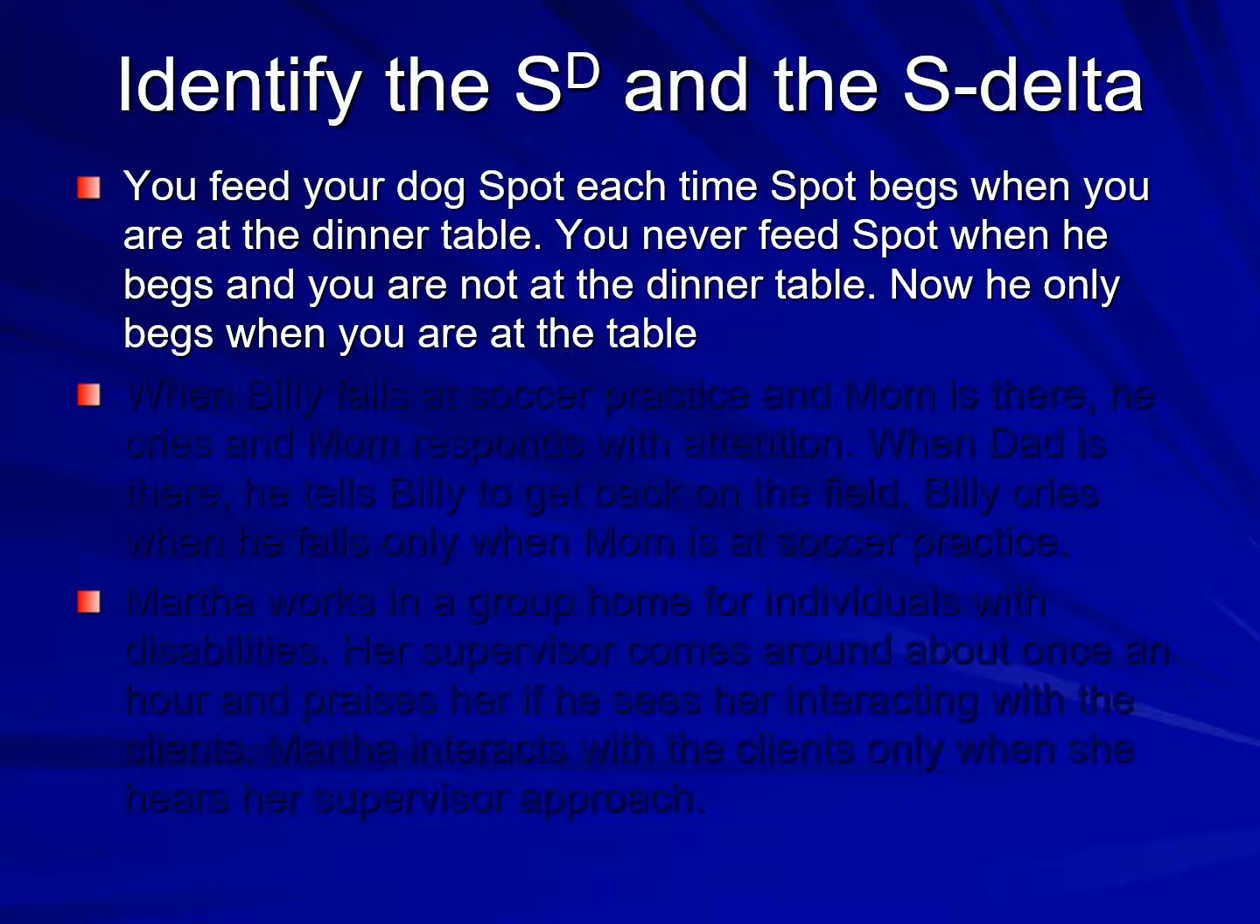And then the final example, Martha works in a group home for individuals with disabilities. Her supervisor comes around once an hour and praises her if she sees her interacting with clients. Martha interacts with the clients only when she hears her supervisor approach. So what's the SD there and what's the S delta? Well, the supervisor is the SD, and then the S delta would be the absence of the supervisor.